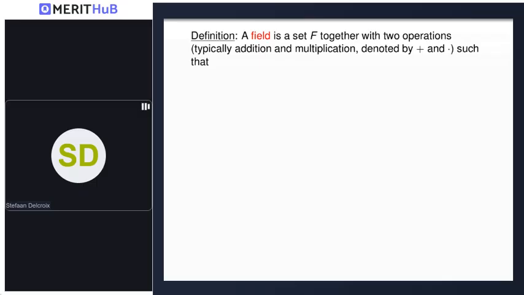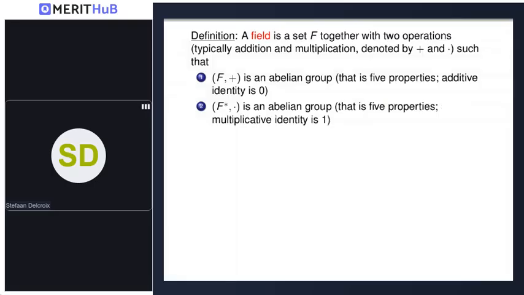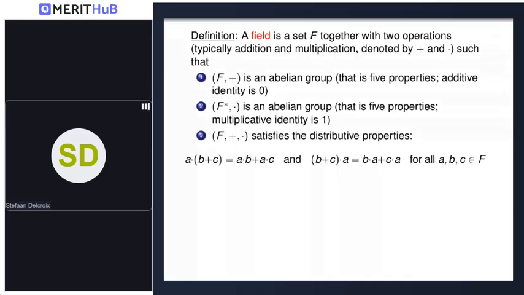What is a field? It's basically a ring where you have all 5 properties for the multiplication. So again, under addition, you're in an abelian group. Under multiplication, you are also in an abelian group. So yes, you have associativity and closure, but you must be commutative, have an identity, and have inverses, except, of course, for 0. And you still have the distributive properties.